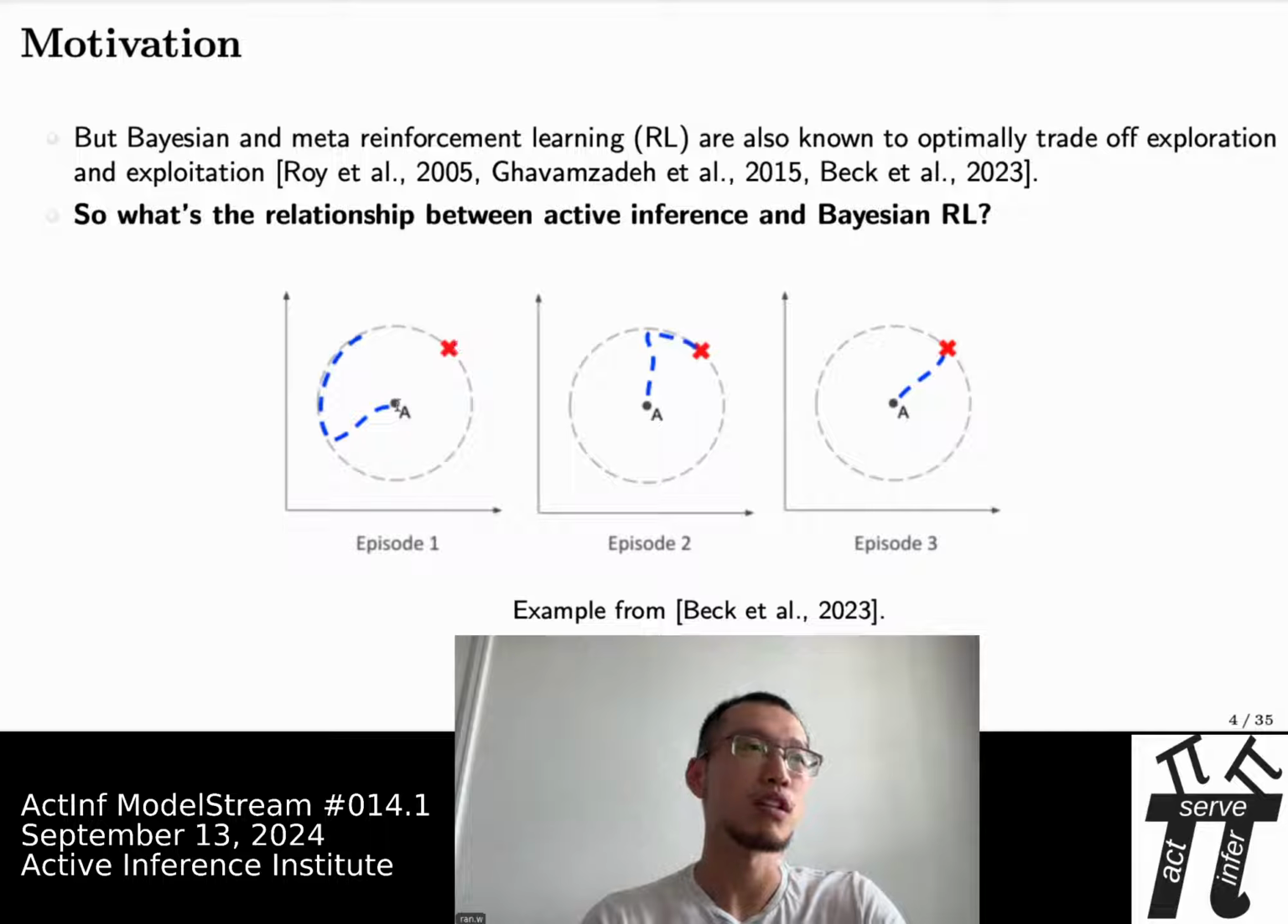So basically what it does is it'll pick a position along the circle, and it'll just trace along the circle until it arrives at the goal position. So this is the optimal strategy for this setting, and we see that it's already being demonstrated by meta-RL. So this begs the question even more of what is the relationship between active inference and Bayesian RL.